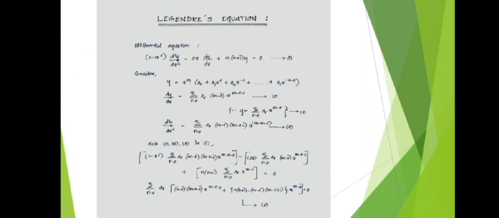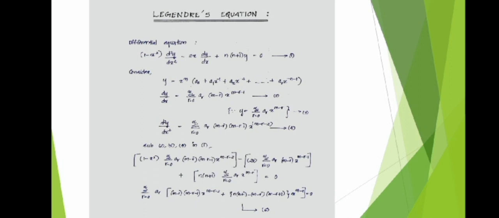Again, we are simplifying this equation and taking summation r equal to 0 to infinity of ar x^(m minus r) outside as a common term. We get summation of ar [(m minus r)(m minus r minus 1) x^(m minus r minus 2) plus (n(n+1) minus (m minus r)(m minus r plus 1)) x^(m minus r)] equal to 0, which is marked as equation number 6. Now equating to 0 the coefficient of x^m by substituting r equal to 0, we get a0 (n(n+1) minus m(m+1)) equal to 0, which is equation number 7.